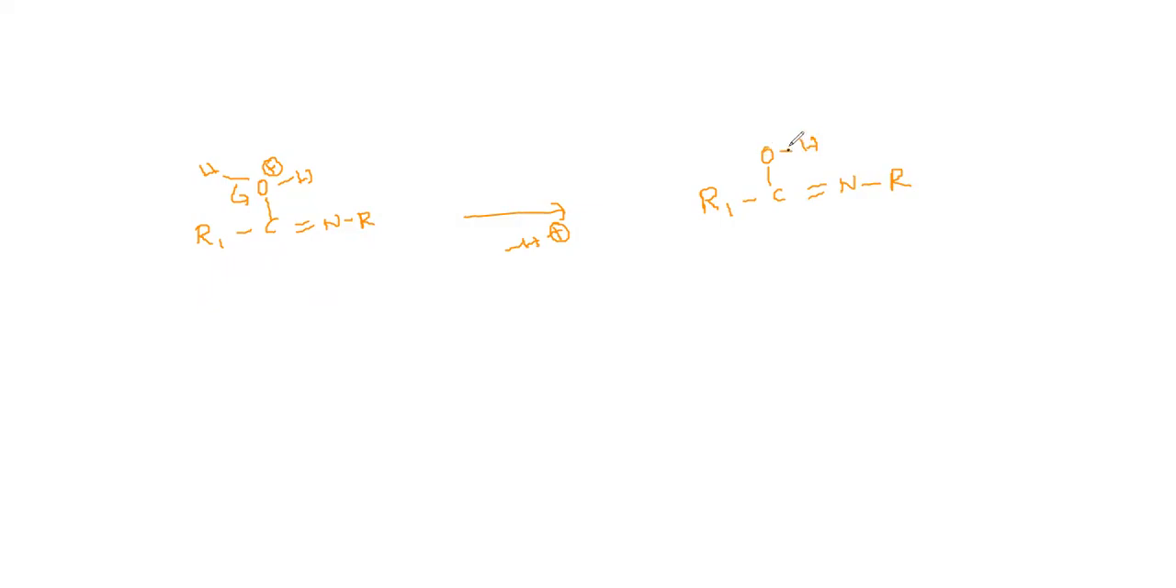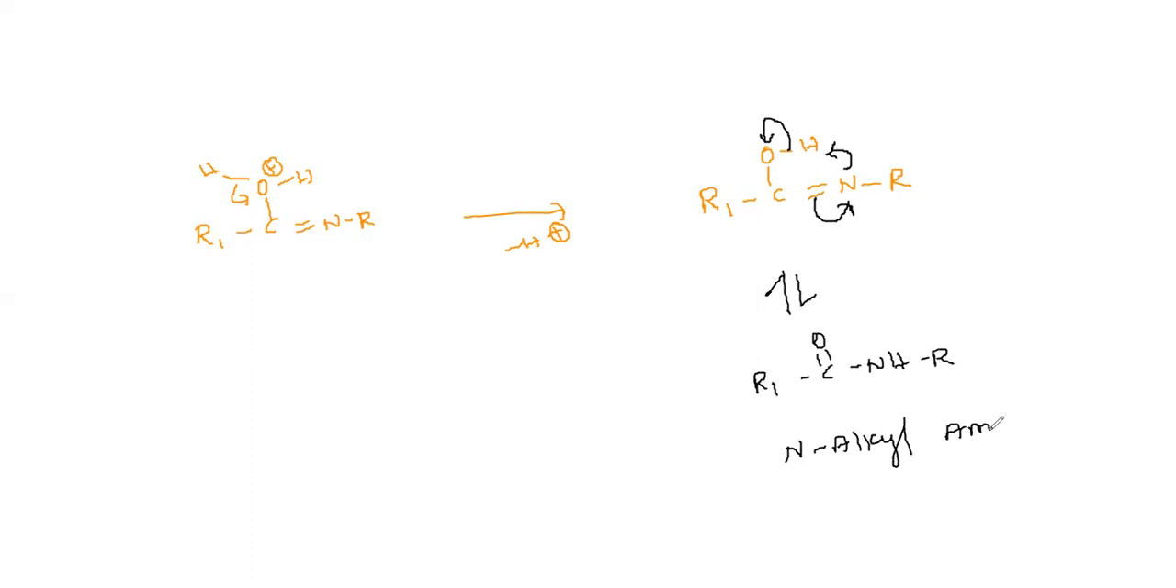Here oxygen is more electronegative, so this bond moves here, and this negative charge attacks H plus. So keto-enol tautomerism takes place. Then C double bond O, NHR. This is an N-alkyl amide. Generally, the maximum number of students make a mistake here.